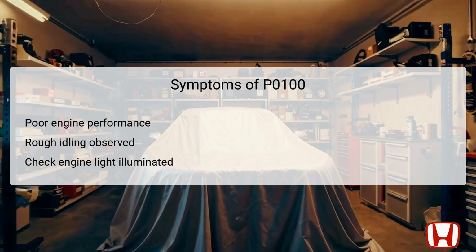An illuminated check engine light serves as a warning signal, indicating that the PCM has detected an anomaly in the vehicle's performance systems. In some cases, reduced fuel efficiency might also be noticeable, leading to increased operating costs. Being aware of these symptoms enables timely intervention and helps avoid further vehicle damage.